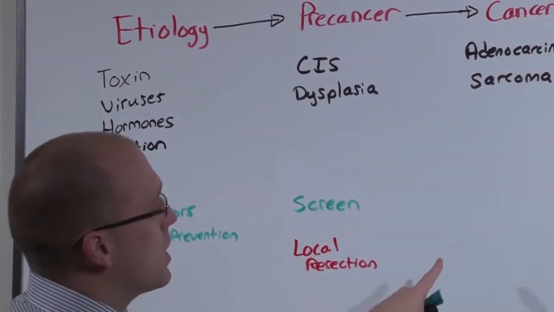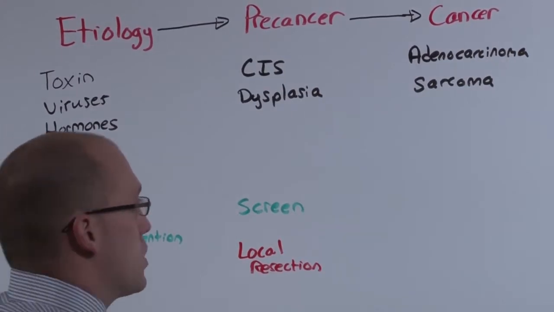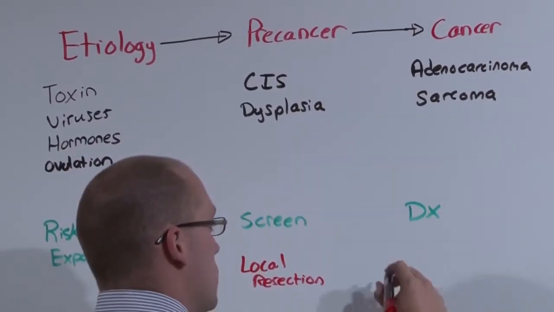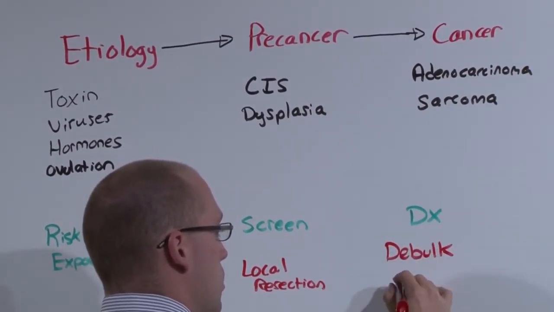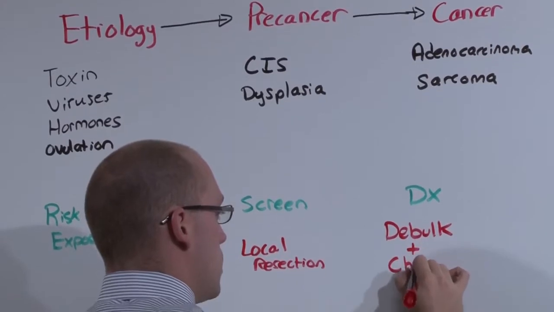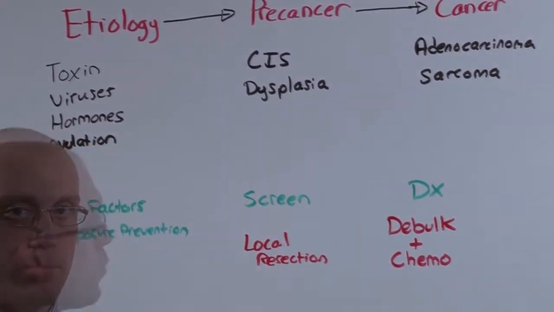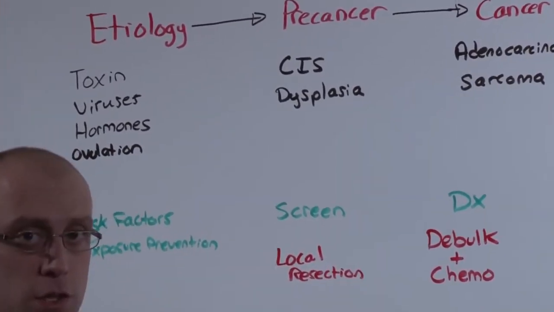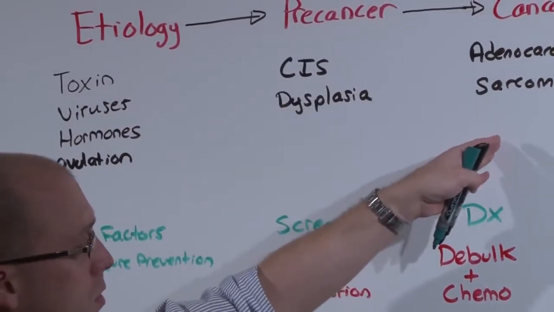If you wait until the cancer phase to find something, now you're actually just simply diagnosing it. And the only thing you can do is debulk. You do surgery to remove the cancer, and generally you're going to need to do chemotherapy. Obviously, this is going to be stage dependent. So you're going to see this setup in each of the cancer lectures, that some sort of etiology leads to a precancer and leads to a cancer.